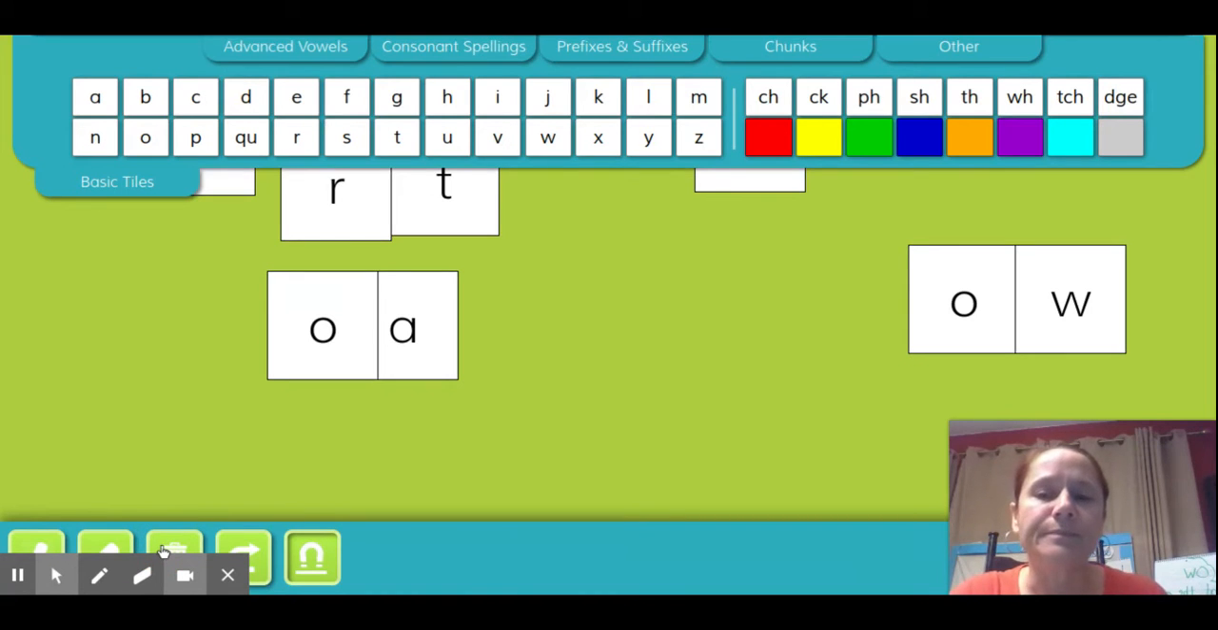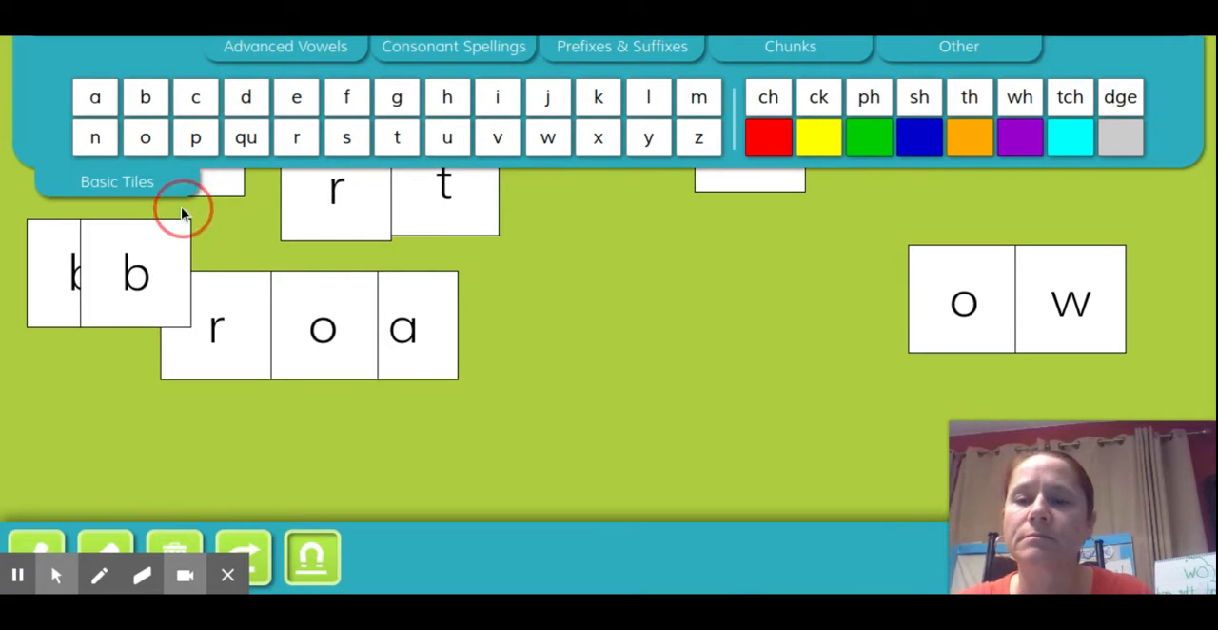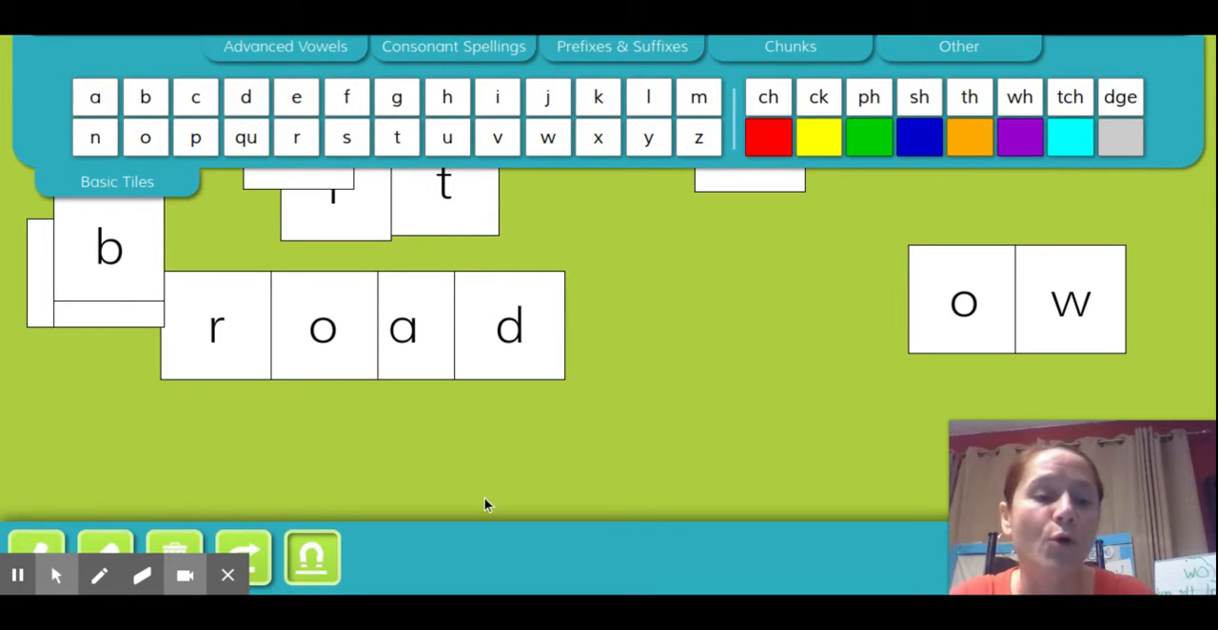How about road? They are working on the road as we speak. Road. Okay. I hear the R and I hear an ending sound, and I didn't pick that one. Oh, I don't know why that one's coming out. Let's pick this D out. This B just wants to come out, boys and girls. Let's get rid of him. And there we go. Road.